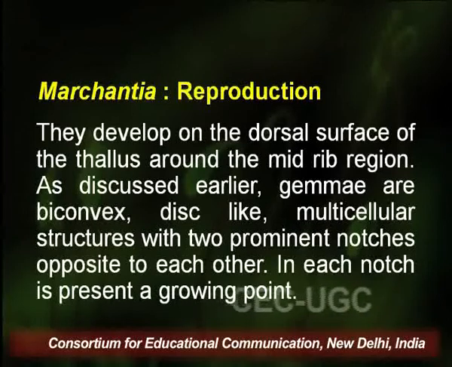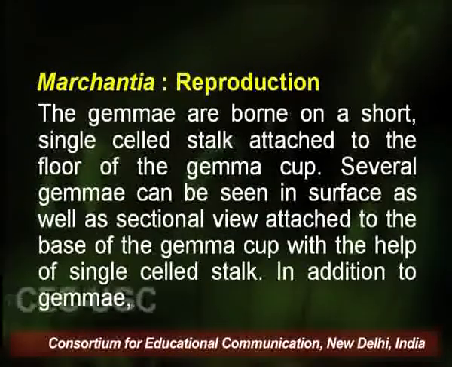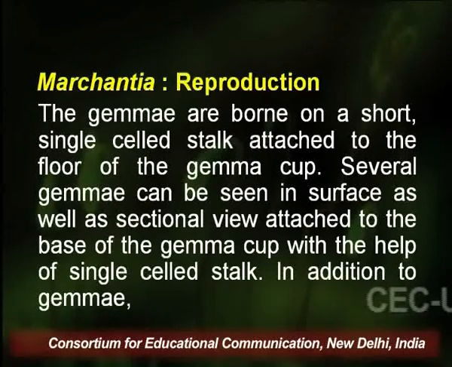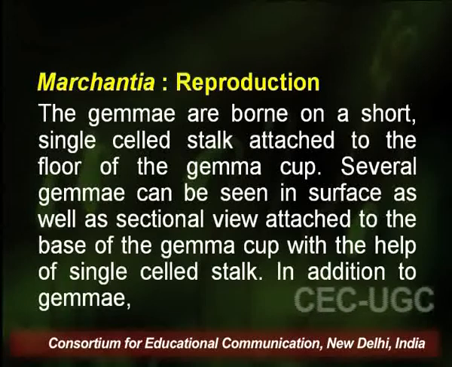As discussed earlier, gemmae are biconvex, disc-like multicellular structures with two prominent notches opposite to each other. In each notch is present a growing point. From these growing points arise two separate thalli. The gemmae are borne on a short single stalk attached to the floor of the gemma cup. Several gemmae can be seen in surface as well as sectional view attached to the base of the gemma cup with the help of a single celled stalk.